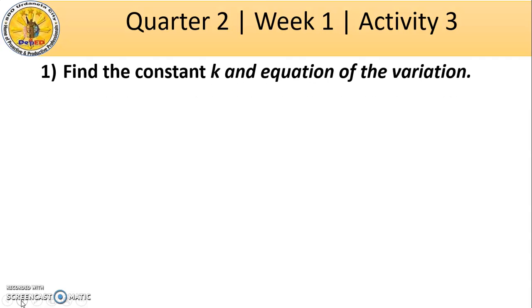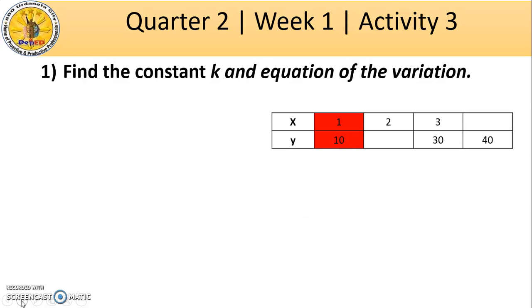First to find is the constant k and the equation of the variation. So we have the table, and we will use the ordered pair 1 and 10 to find the k and the equation. We translate y varies directly as x into y equals kx. We substitute the values for y is 10 and x becomes 1.